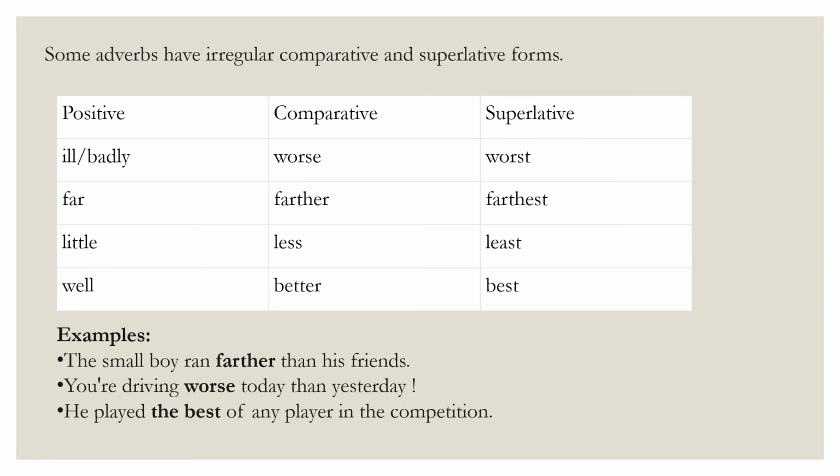Let's see how they apply in sentences. So you see, the small boy ran farther than his friends. You see how you can use that in a sentence? Okay, you're driving worse today than yesterday. Okay, that's another form. Then the third one, he played the best of any player in the competition.